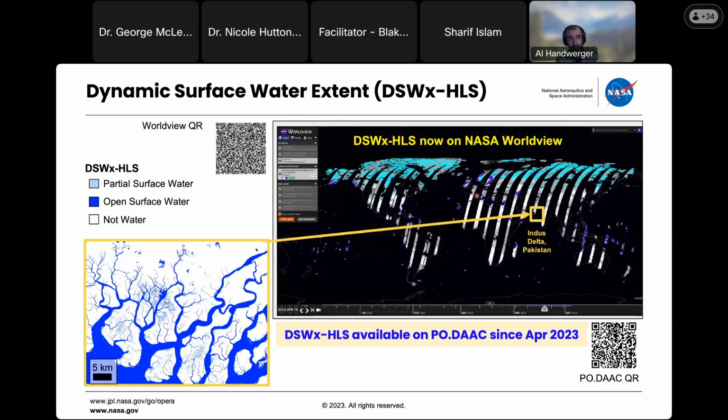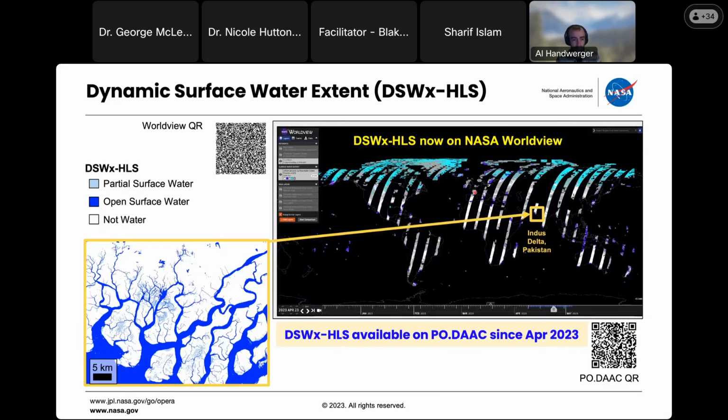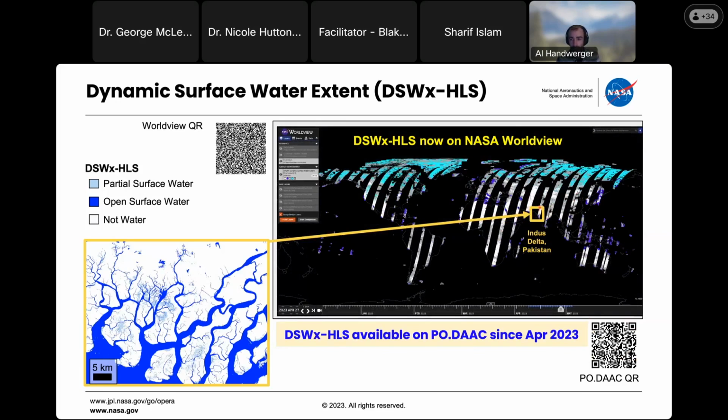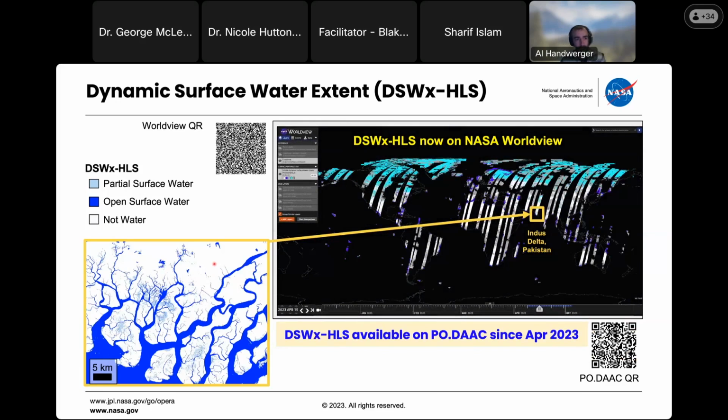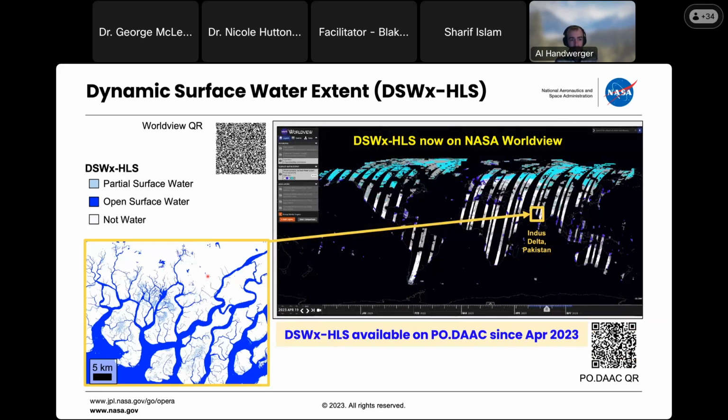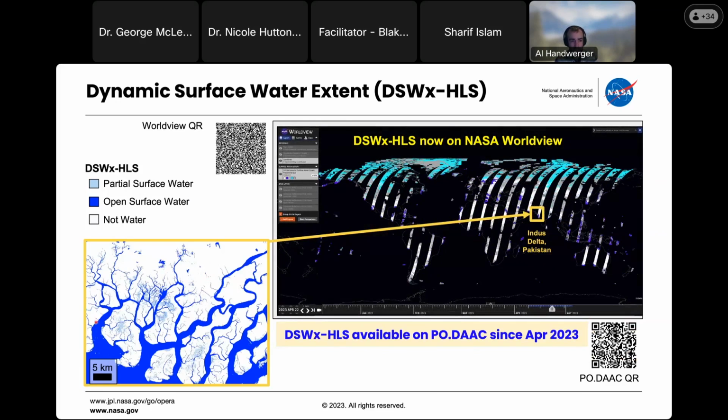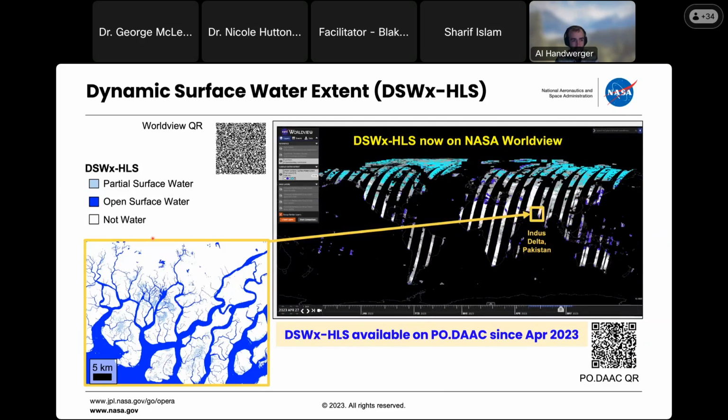So now if we actually connect this to some coastal processes, I have a zoom in here of the Indus Delta in Pakistan, just showing you what this water product looks like. So this is just a single snapshot in time of the Indus Delta.